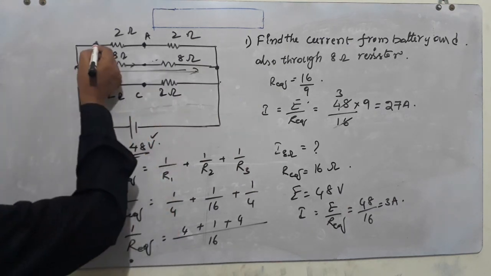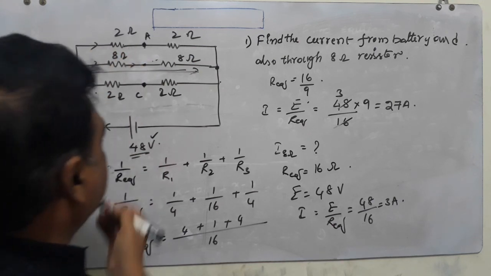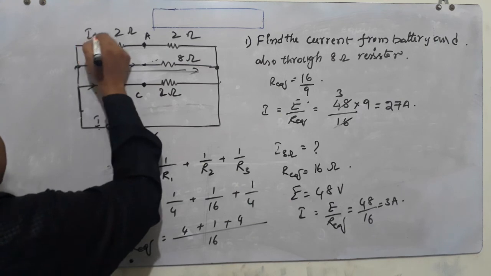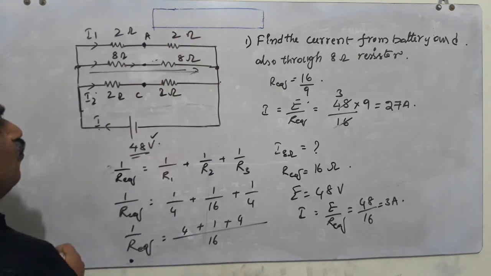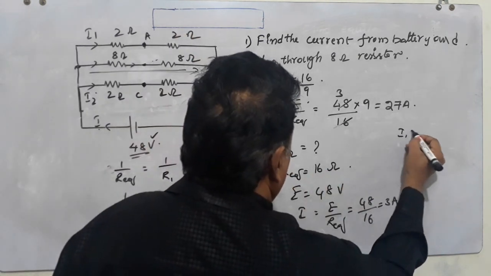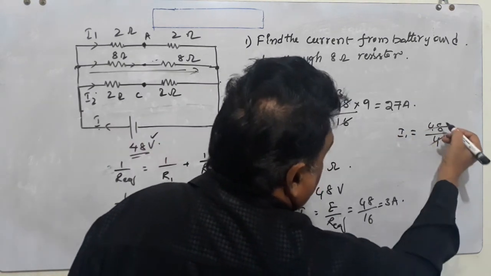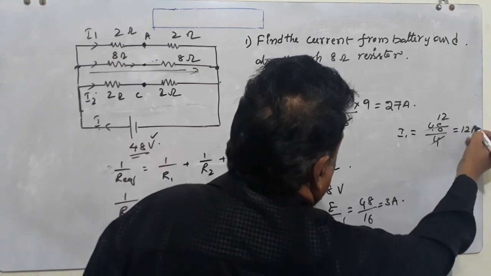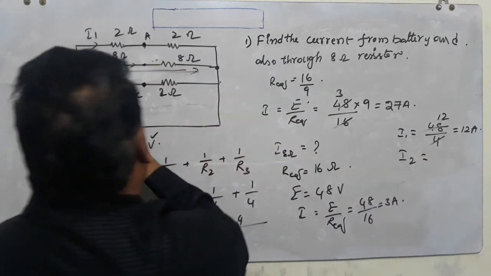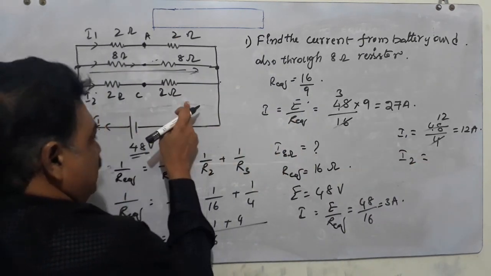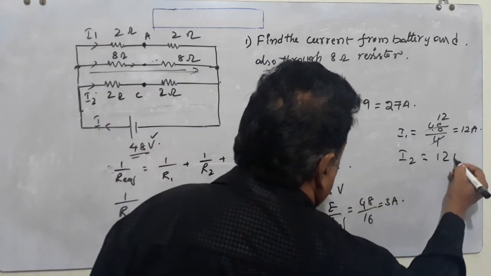If you are asked to find out the current in this 2 ohm path and 2 ohm path, here also you can calculate. This one has I1, this one has I2. In this path, total resistance is 2 plus 2, 4 ohm. So that I1 equals effective voltage 48 by 4, 12 ampere. And if you go for this I2, it is also 2 plus 2 and 4 is the effective resistance in this path. 48 volt is the battery voltage. I2 will also be equal to 12.